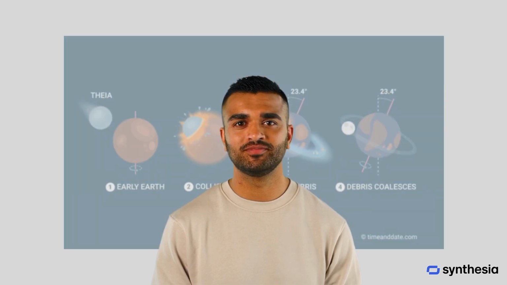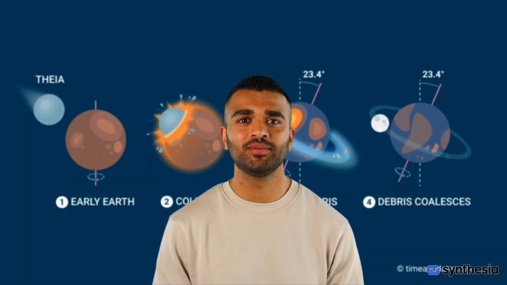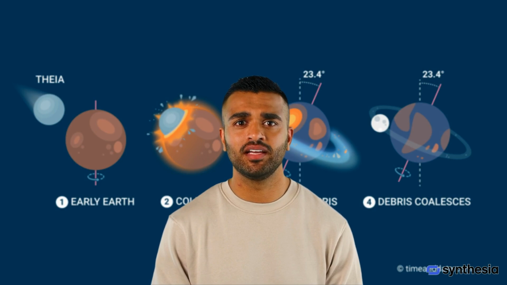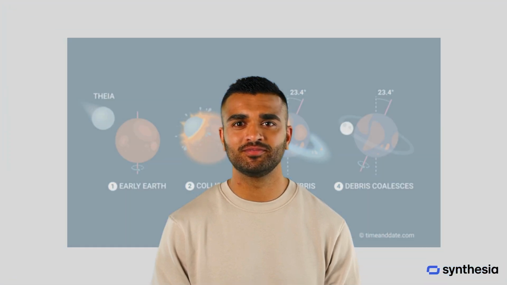Then, around 4.5 billion years ago, a monumental collision occurred. A Mars-sized planet known as Theia struck Earth. The impact was so powerful that it blasted huge amounts of debris into orbit around Earth. Over time, this debris coalesced, forming what would become our moon. The moon's formation was crucial in stabilizing Earth's rotation and climate, making it a more hospitable place for life to eventually develop.